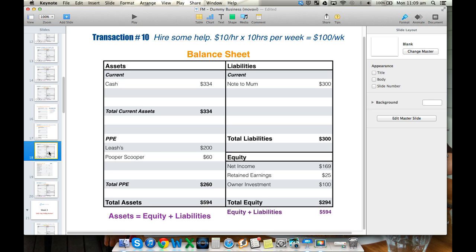Okay, so our net income was still 169 from our previous transaction of paying mum the interest. So now we've got to make an adjustment on both the left hand and the right hand side of the balance sheet to account for hiring the help. So go ahead and do that one now. Pause the video.